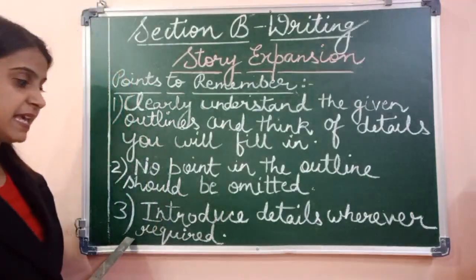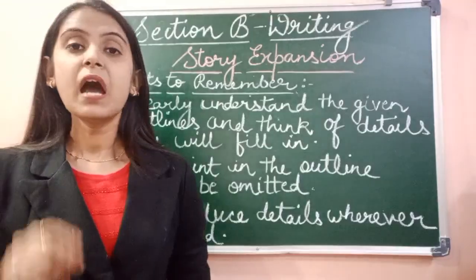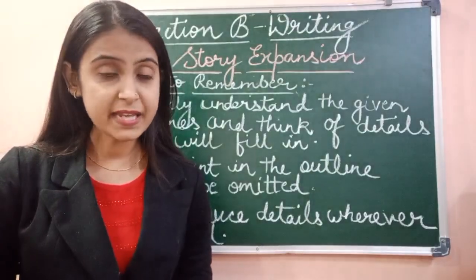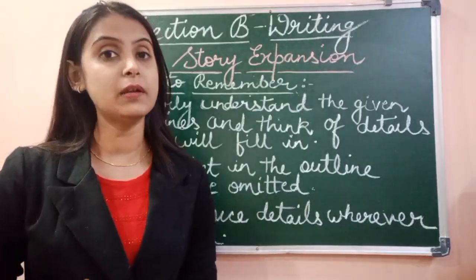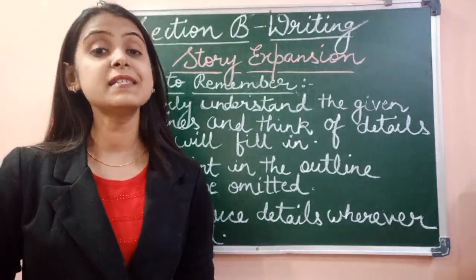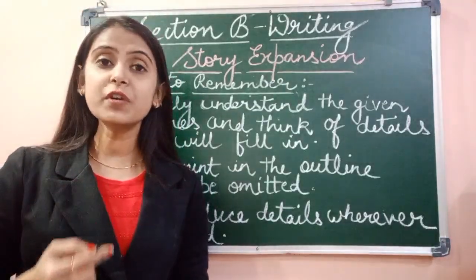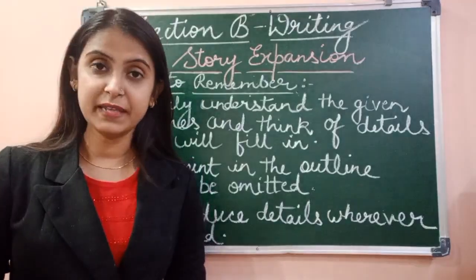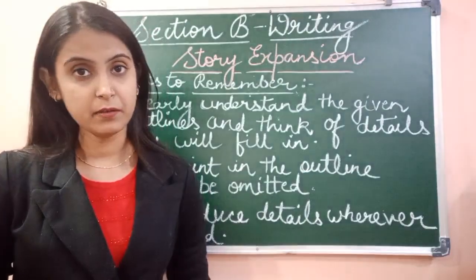Then the third point says, introduce details wherever required. Now children, outline does not mean you just need to fill in that gap, or that you will only add a word or two. You have to insert proper details wherever it is required. In order to connect two outlines, you need to give at least 2 to 3 sentences to connect those outlines. Then only your story will be developed in an interesting manner, right?